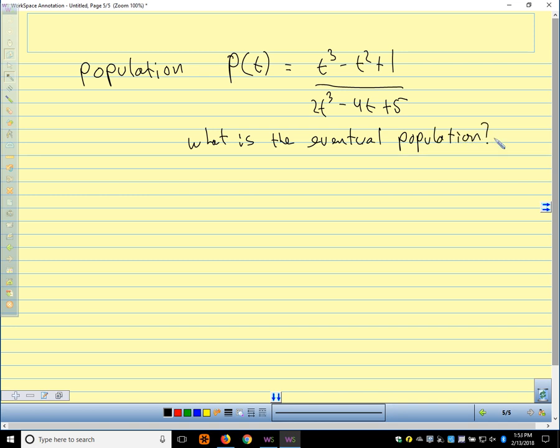What is that problem asking us about? Oh, what's the horizontal asymptote? This is asking what is the horizontal asymptote? It's eventually going to be 1/2. 1/2 would be the eventual population. That would not be a good population model, right? Because you'd have half of something to be the population.